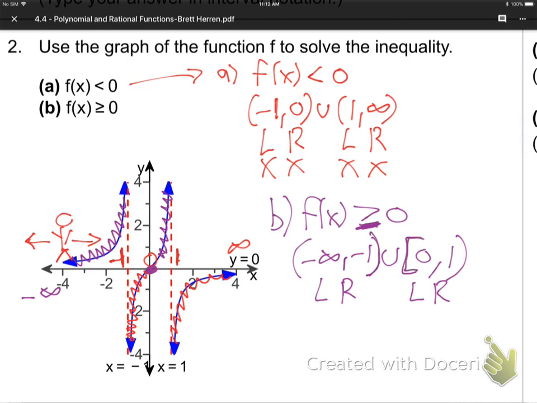Why do I only have parentheses then at the -1 and the 1? Because those are vertical asymptotes, and you can never be right on a vertical asymptote. So those always get parentheses. Good so far? You can go across a horizontal though, right? You can touch and cross horizontals, but never verticals, because for verticals the denominator is 0. It's not defined there. Good? All right.